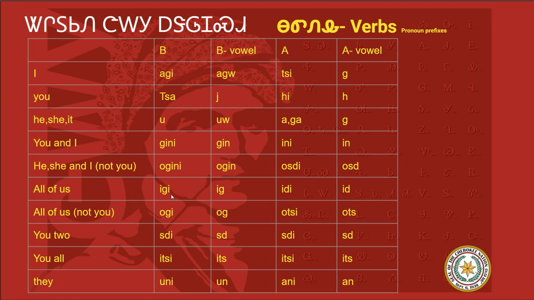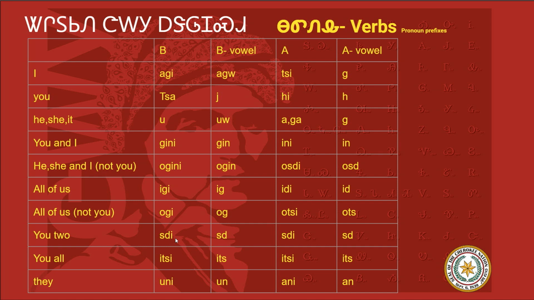All of us, Igi Yosi, all of us are hungry. Ikaduli, all of us want it. Idiwoni, we're all speaking. Idanelti, we're all trying. All of us but not you. Ogi Yosi, we're all hungry, but not you. Okaduli, we all want it, but not you. Ojiwoni, all of us over here are speaking. Ojanelti, we're all trying.